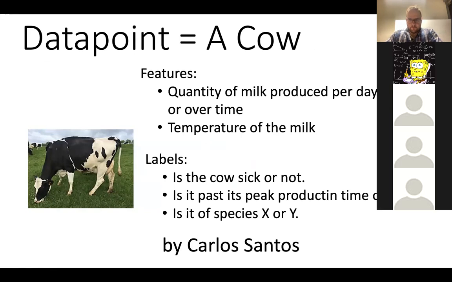Oh, thank you, teacher. So my data point is the second best animal in the world after humans, of course, a cow. The features are the quantity of milk produced per day or over time, or the temperature of the milk. And with that, you can label the cows by whether the cow is sick or not, the species of the cow, the past peak production of the cow. You can also tell if the cow is the sister of another cow. You can take the whole genealogy tree of the cow. So yeah, that's my data point.